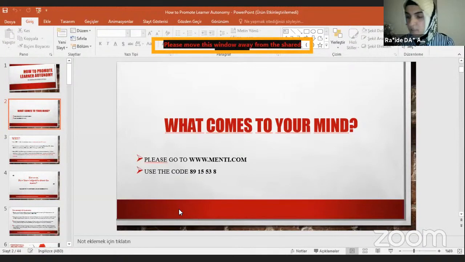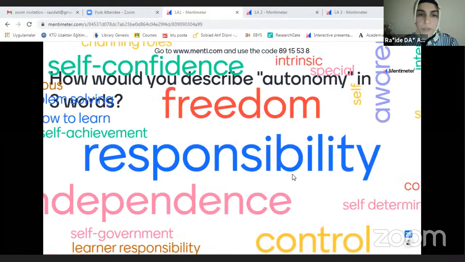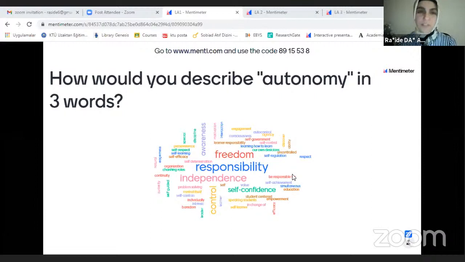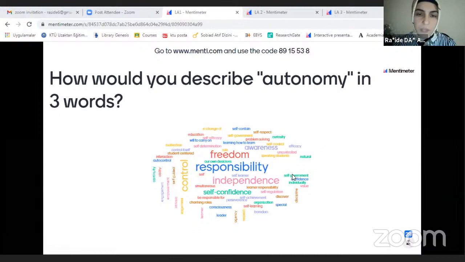So if you have completed that form, I want to go to that page right now and share it with you. Actually, when I was preparing this presentation, my aim was to create a word cloud here at the very beginning of this seminar, so as to suit the nature of autonomy, so as to be an autonomous participant here, I want to make you a part of this slide as well.